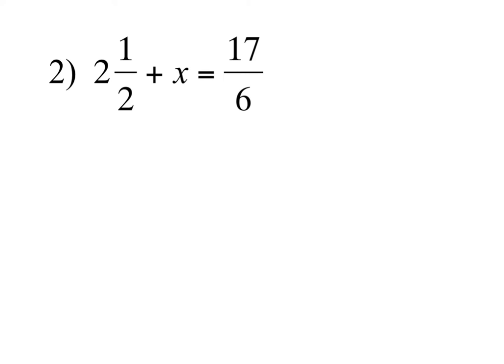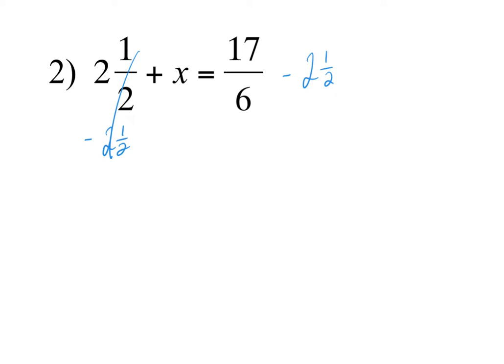What's happening between the 2.5 and the x? Addition. So to make this guy 0, it's a positive. I need to subtract that 2.5 from both sides. Now, here's the thing. You have an improper fraction and a mixed number. So I would make both of them improper fractions.